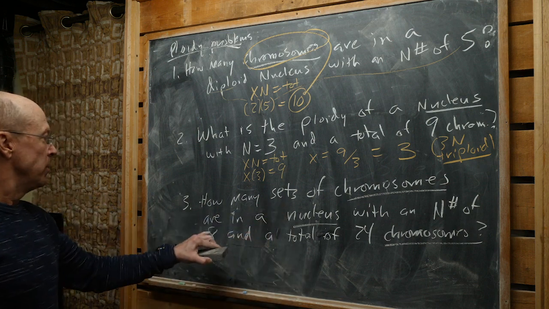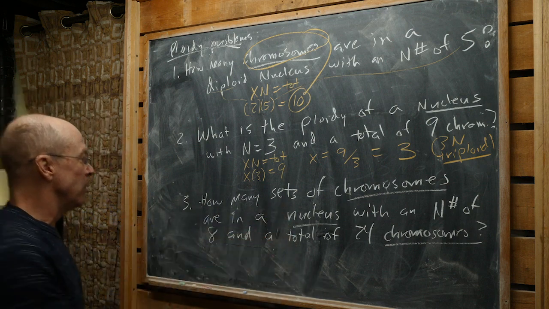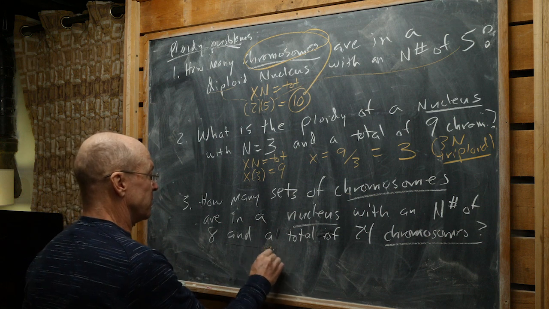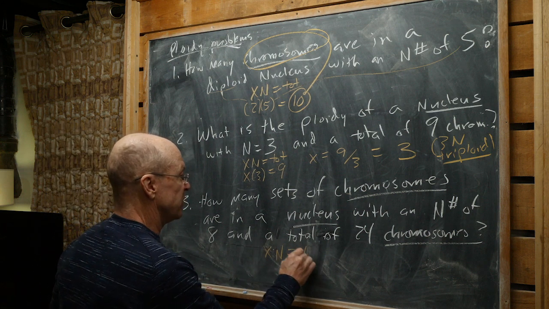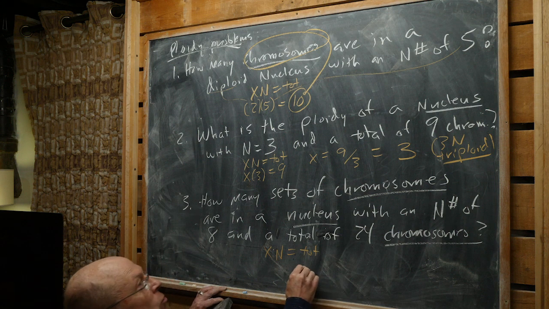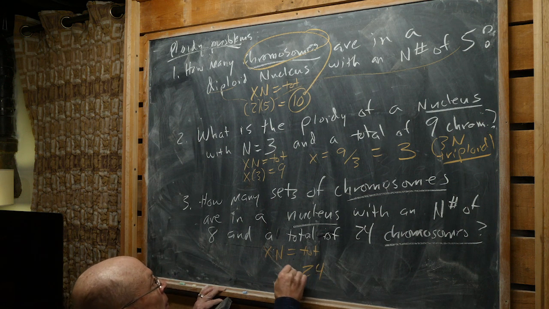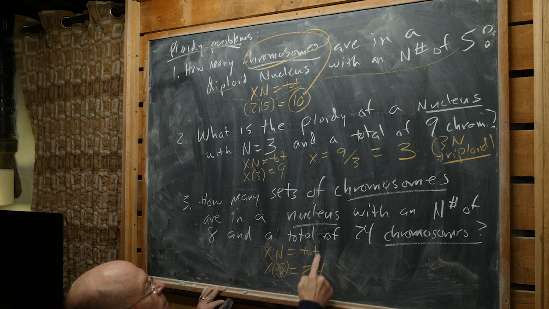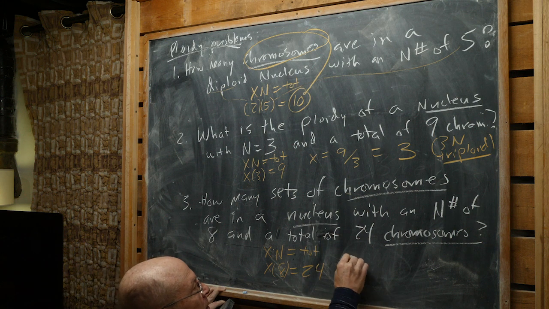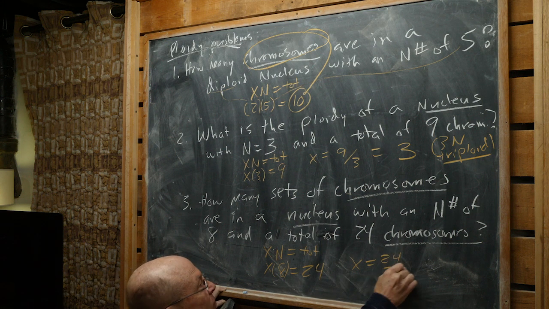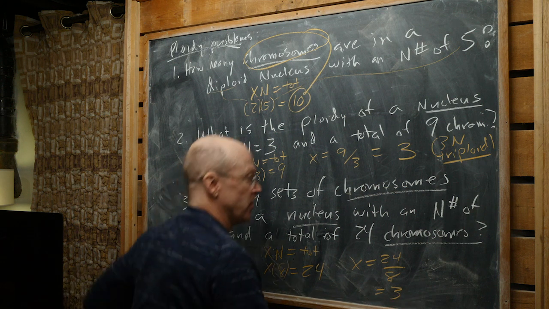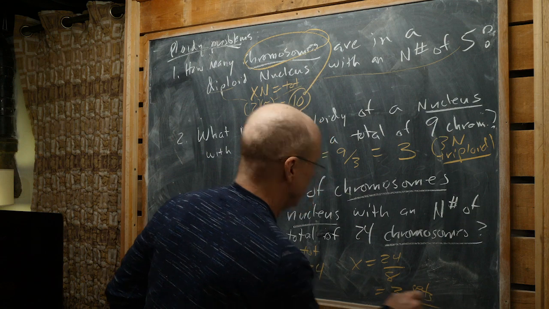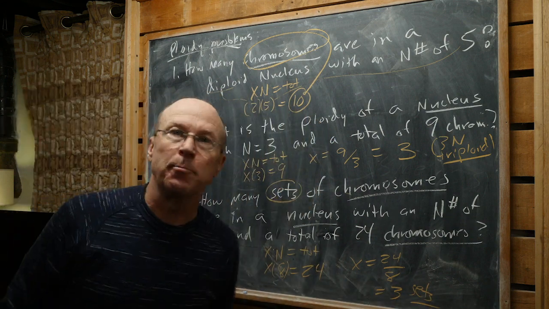Okay, how many sets of chromosomes are in a nucleus with an n number of 8 and a total of 24? So this is xn equals total. And here, our total number, I said, was 24. And our n number was 8. And it's the same thing then. We're solving for x. Same thing, but different wording. So solving for x is 24 divided by 8, which equals 3. And so there are 3 sets. That's what I've asked. Okay, so there's some problems.